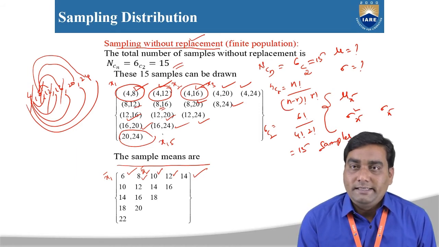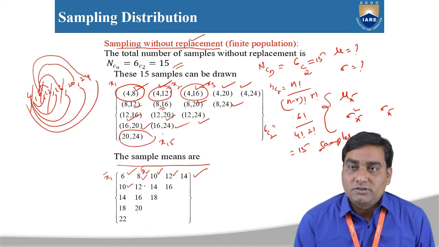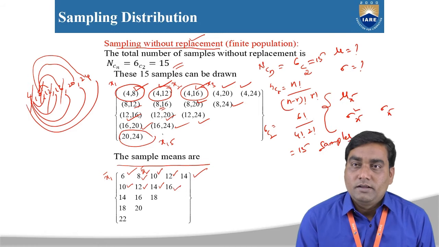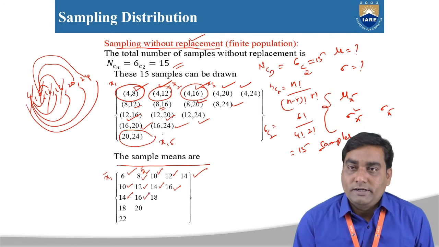Similarly, 8, 12, 20 by 2, 10. 8, 16, 24 by 2, 12. 8, 20, 28 by 2, 14. 8, 24, 32 by 2, 16. 12, 16, 28 by 2, 14. 12, 20, 32 by 2, 16. 12, 24, 36 by 2, 18. 16, 20, 36 by 2, 18. 16, 24, 40 by 2, 20. Finally, 20, 24, 44 by 2, 22.